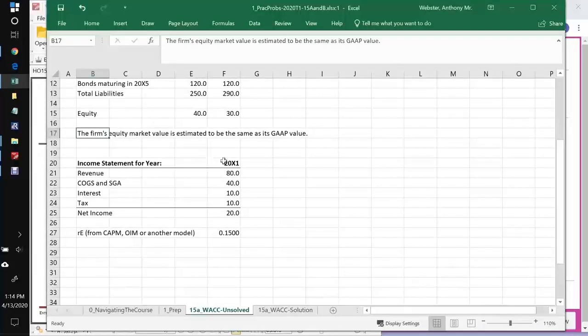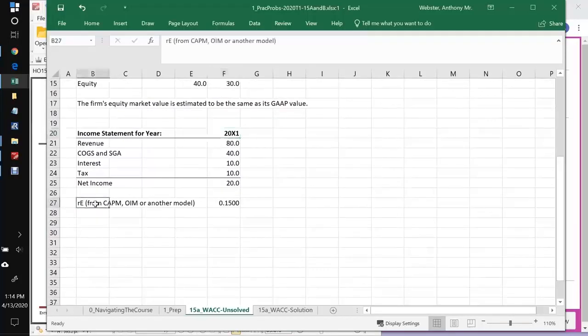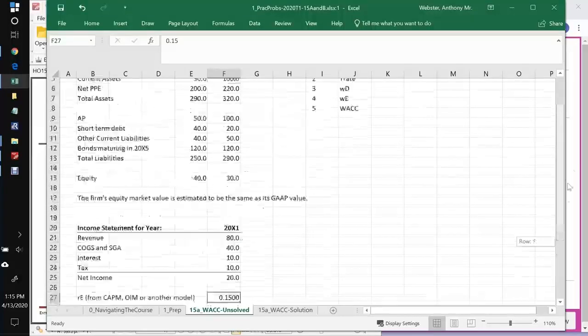And we've got an income statement only for 20x1. That's all we're going to need. And we're also told that somebody for us has worked on a CAPM model, opportunity investment model, or some other model to estimate the company's equity cost of capital at 15%.